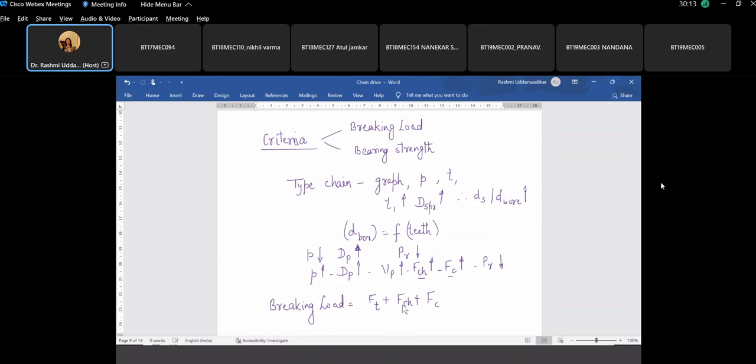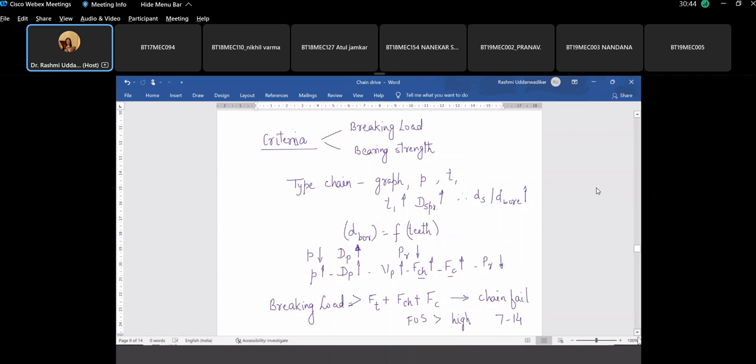So these three values, their sum, should not exceed the breaking load. If this exceeds the breaking load capacity, then the chain would fail. But this doesn't happen, and the reason is the factor of safety is very high, of the order of 7, 10, 11, 12, 15. So this is the factor of safety.